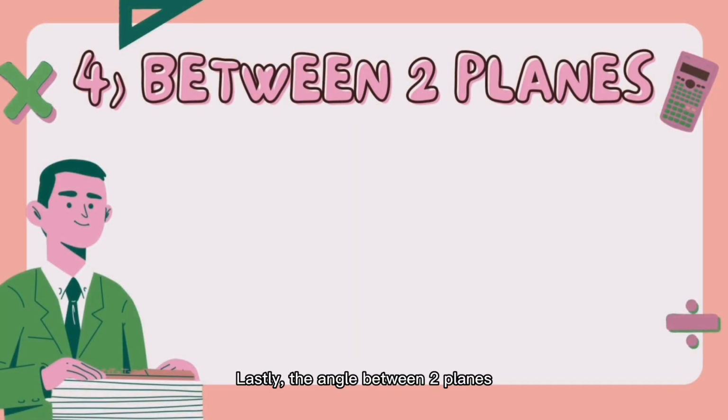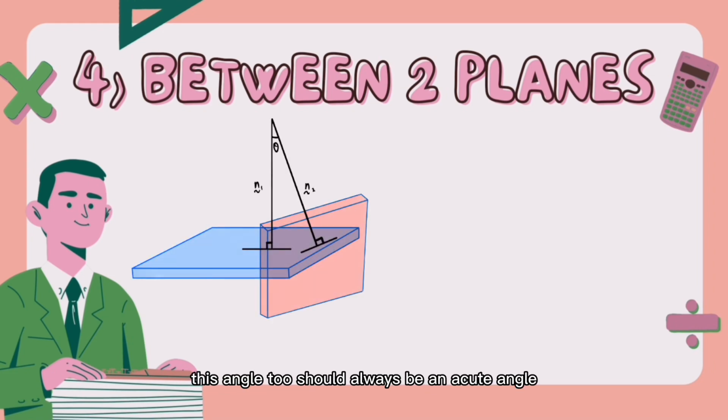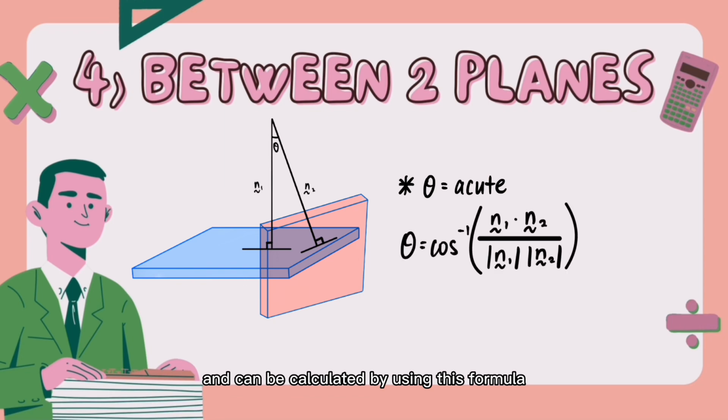Lastly, the angle between two planes. This angle too should always be an acute angle and can be calculated by using this formula. The vectors n1 and n2 represent the normal vectors of plane 1 and plane 2.